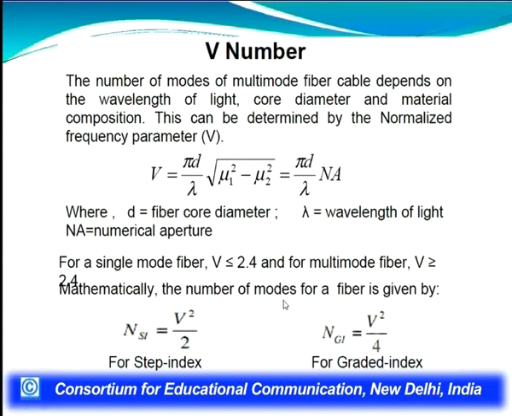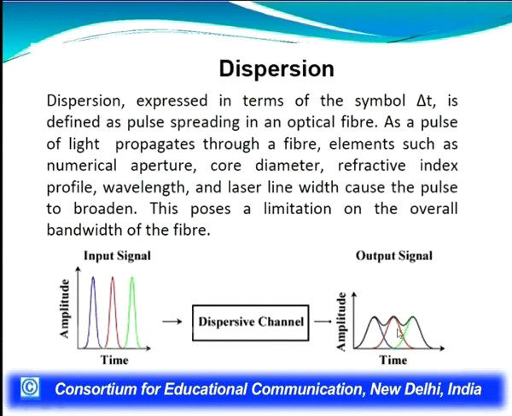So mathematically, the number of modes for a fiber is given by N equal to V square by 2. That is for the step index, the number of modes for the fiber will be defined by V square by 2, and for the graded index, the number of modes for the fiber is defined by V square by 4.